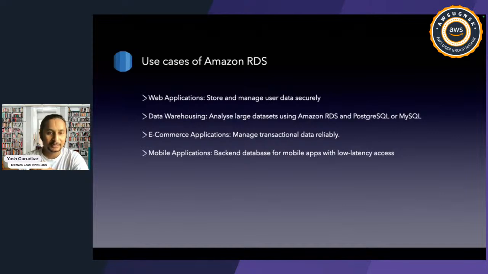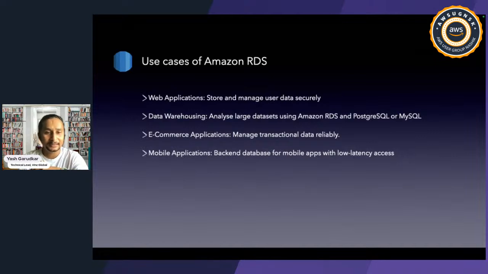E-commerce applications, managing transactional data reliably. So when we come to an e-commerce application, let's say Amazon, right? You go to Amazon, you're trying to buy something, and there is a transaction that happens, right? The data is being updated in the database, you are making payments. All this is transactional data. These are types of transactions. So it is very important these transactions are managed properly, and that is where RDS shines a lot.